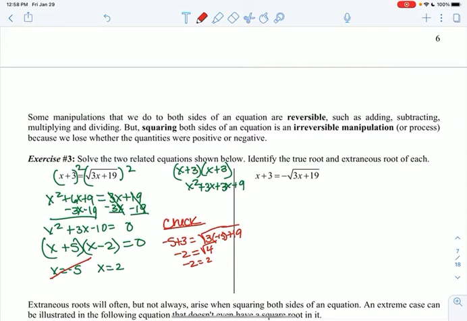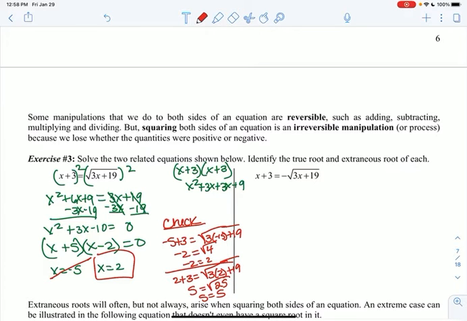Let's check the other answer. When x is 2, so 2 plus 3 on the left, and the square root of 3 times 2 plus 19. So 6 plus 19 is 25, and the square root of 25 is in fact 5, so that's my answer. Okay, so that's what you're going to be doing when you solve these.